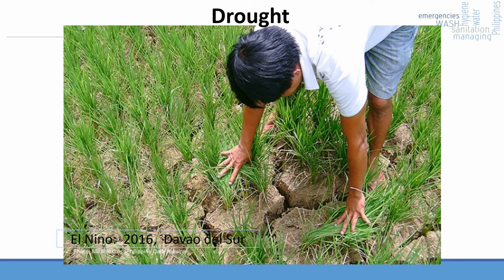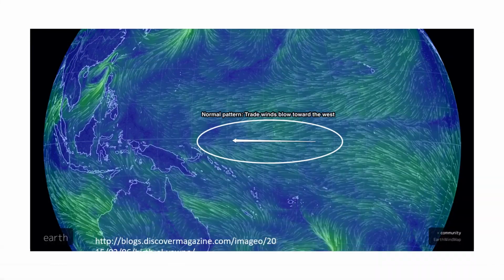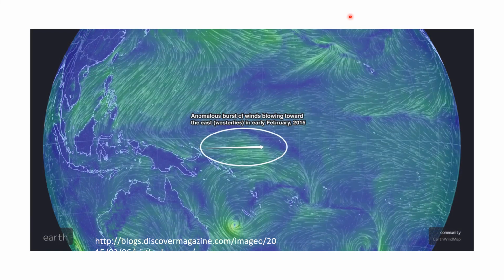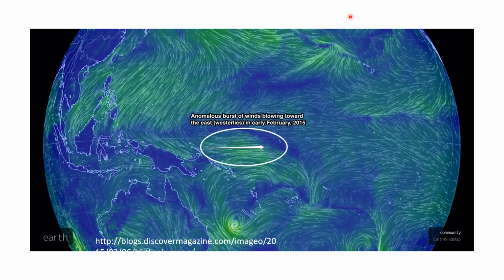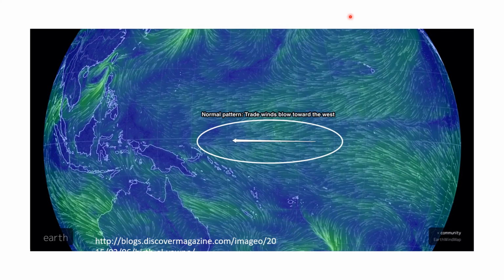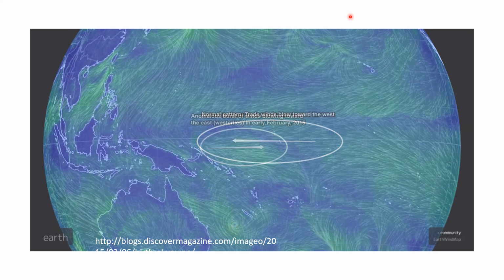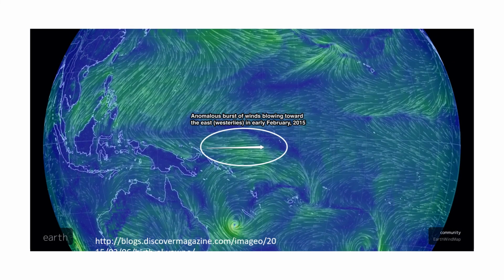The Philippines does not only experience earthquakes and volcanic eruptions, we also experience droughts or El Niño. This is a picture of Davao del Sur in 2016. We had a very bad El Niño at that time. El Niño is caused by the trade winds. The trade winds blow towards the west. That is what normally happens. Now, during an El Niño, anomalous bursts of winds blow toward the east, or westerlies.